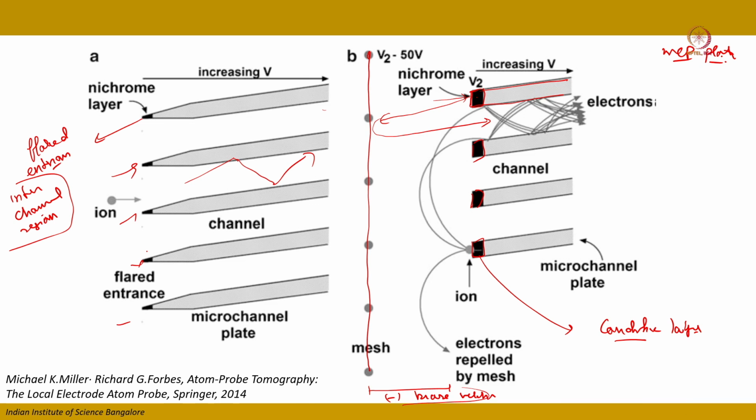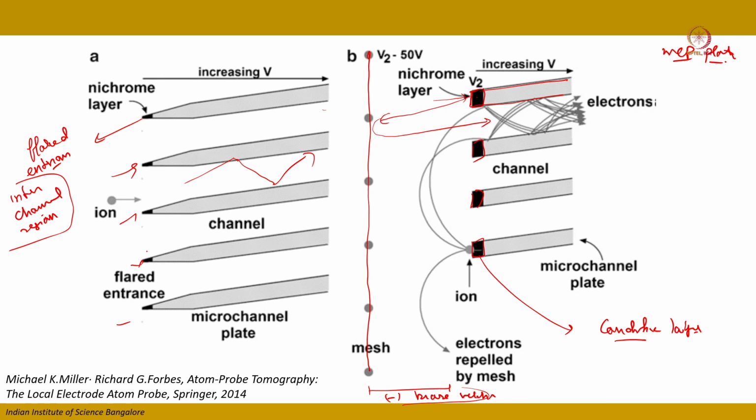Okay, so I hope now I understood how the design of these MCP plates leads to higher efficiency of detectability, or we can say how we can generate a large cascade of electrons by multiple hits of these ions on the MCP plate.